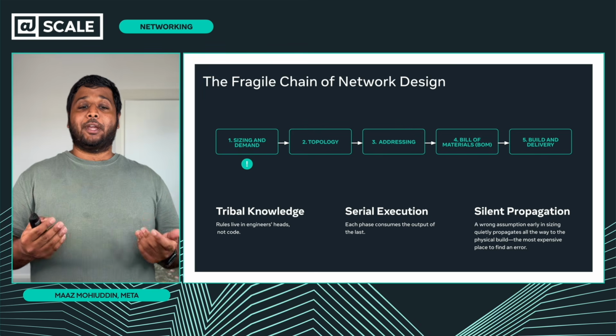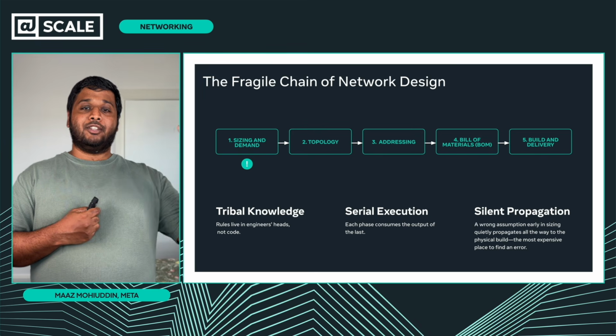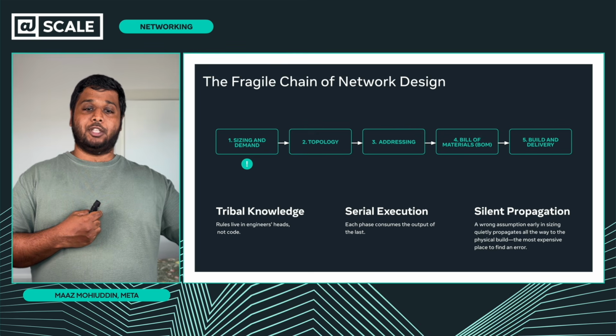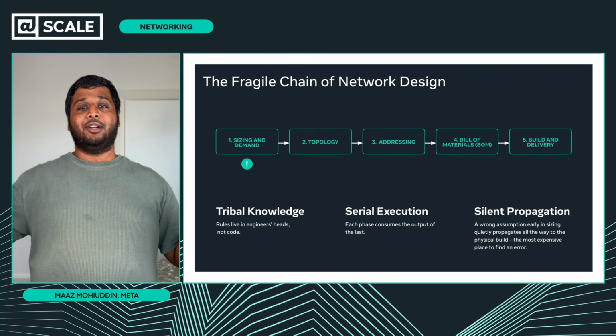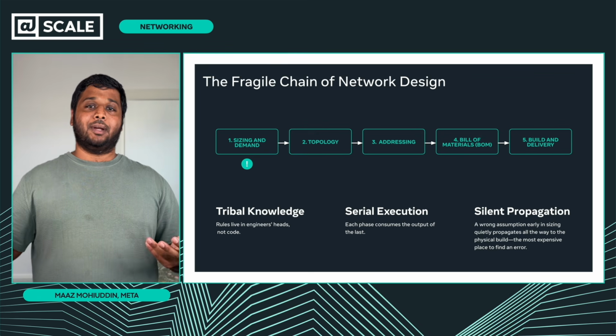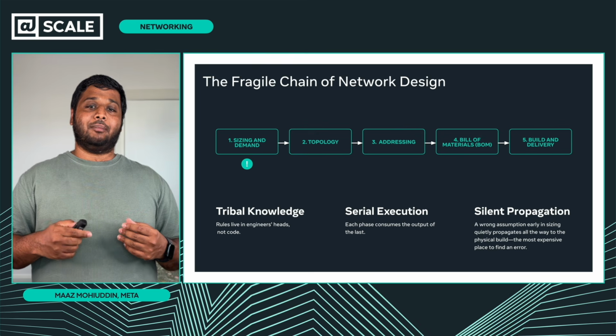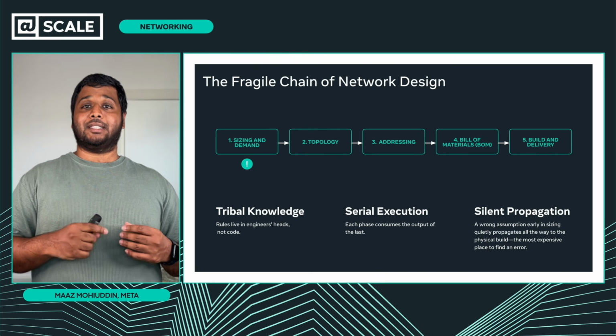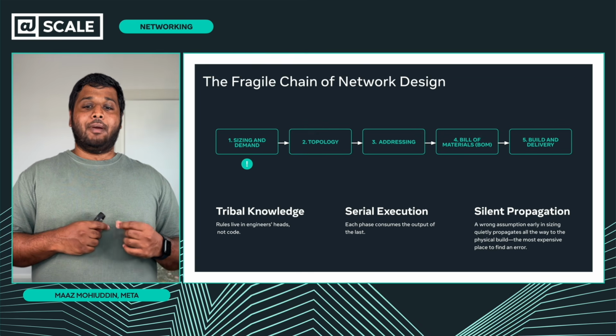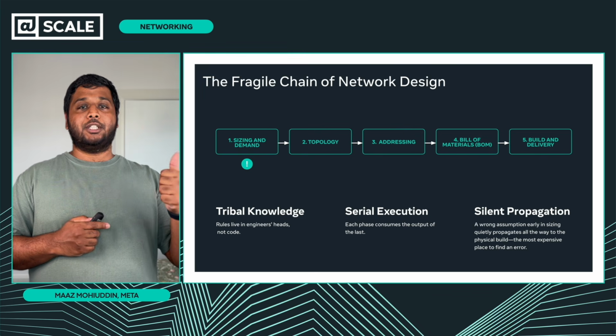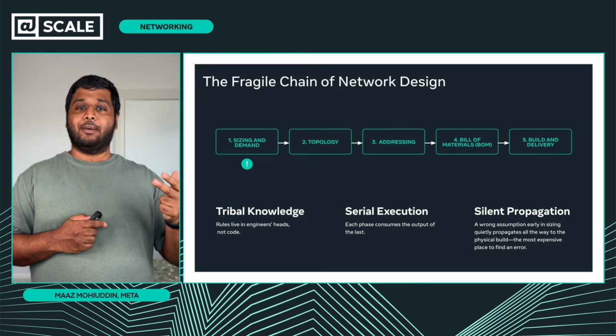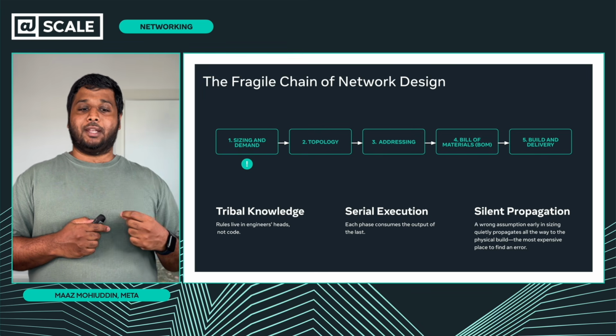Three is silent error propagation. An error that is introduced in the first step of the chain only announces itself towards the end when the network is being turned up. And in networking, that can mean either an outage or weeks of capacity delivery delay. Remember these three things: tribal knowledge, serial execution, silent propagation, because we'll come back to that.